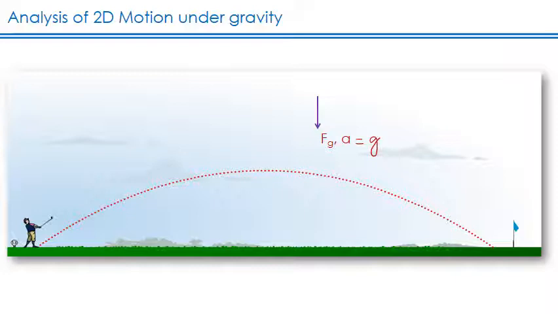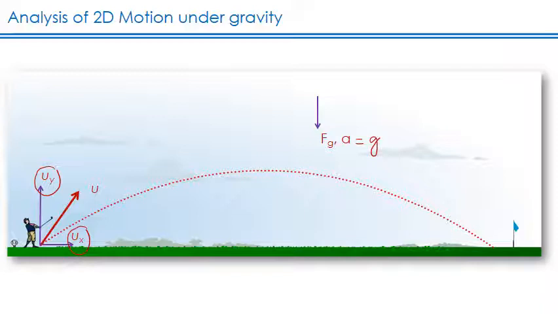This object starts with an initial velocity u at some angle with the horizontal. Initially, there are two components of the velocity: one is the horizontal component and the other is the vertical component. The horizontal component is responsible for the horizontal motion of the object, and the vertical component of the velocity is responsible for raising the ball to a higher position.